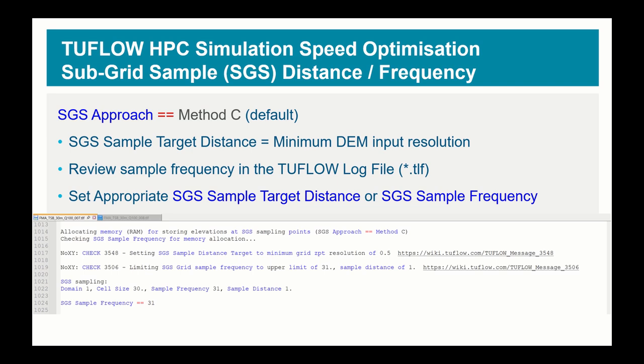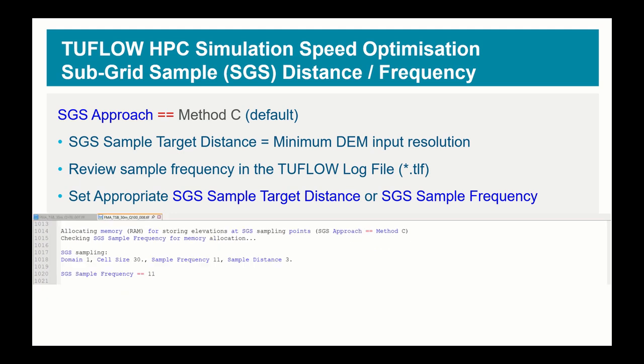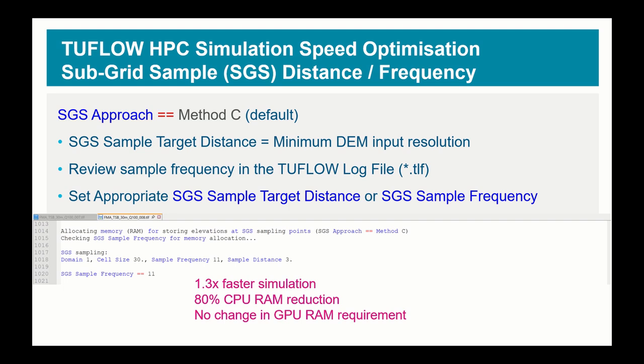If your DEM resolution is quite small, this can translate to a situation where the amount of subgrid sampling that you're applying within each cell is excessively large, so you're just increasing the computational load unnecessarily. The example I have here, the pre-sampling based on the DEM dataset sets the sample frequency to a value of 31, which is quite high. If I reduce that sample frequency down to a value of 11, which is a sample distance of 3 meters, then my model runs a reasonable amount faster, so 1.3 times faster.